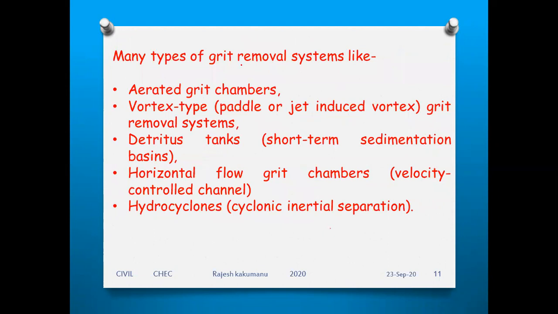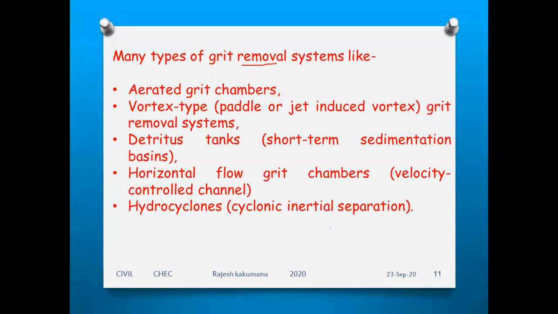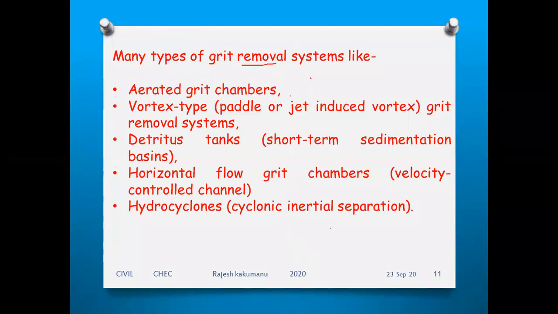So coming to the grit removal systems, we have various types of grit removal devices. The first one is the aerated grit chambers. Second one is vortex type grit chambers. Third one is the detritus tanks. Fourth one is horizontal flow grit chambers, velocity control channel. Fifth one is the hydrocyclones, cyclonic inertial separation. These are the various methods in the form of devices, for how to remove the waste material and the suspended solid particles from the wastewater. We will discuss these things step by step.